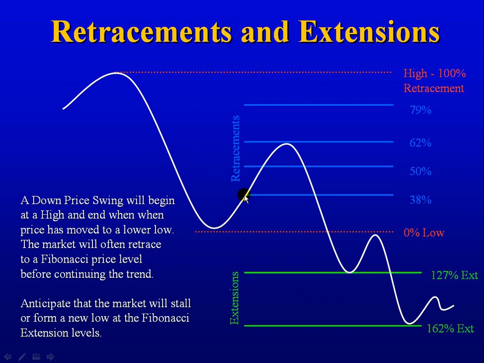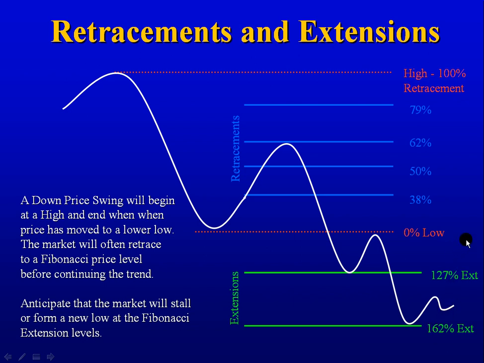Price is retracing 38, 50, 62%, 79, and 100. In this example, I just bring the price swing to 62% retracement. We see price turn and extend to 127%. And as we so commonly see in these markets, price retraces again to the previous low, support becomes resistance, and price moves down to 162% extension.